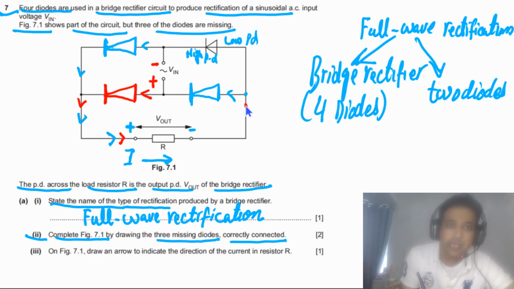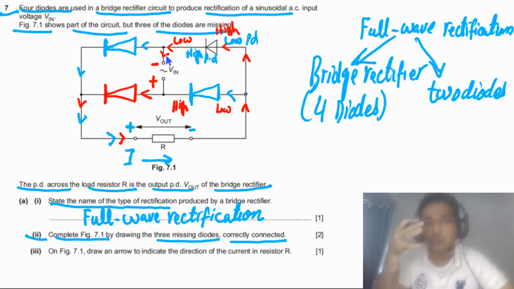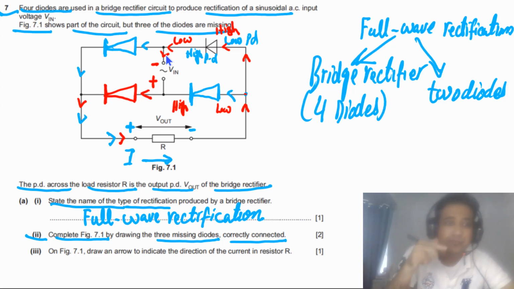And when the current is at this point, current cannot go this way because this is at high PD. It is connected with the positive terminal, and this is at low PD. Current cannot flow from low to high, so current has to go this way. So current will cross this one. Now you see this one, for this current, this side is low now, and this one is high. So current can flow from high PD to low PD. So current will flow this way and finally enter here. So this is how you need to draw these diodes. I hope this one is clear to you.